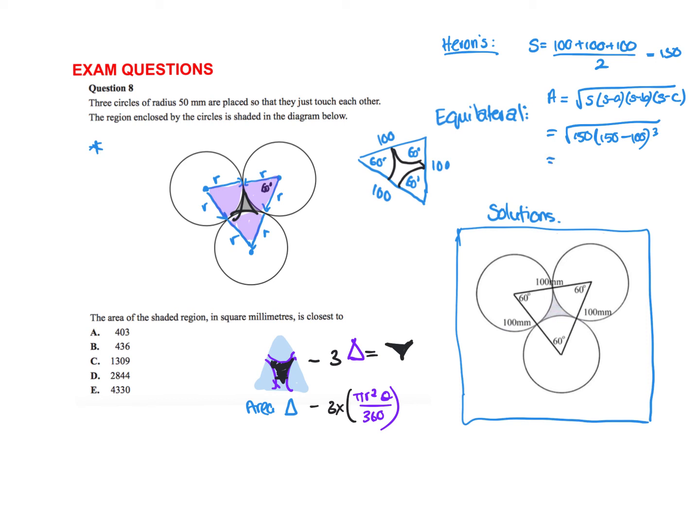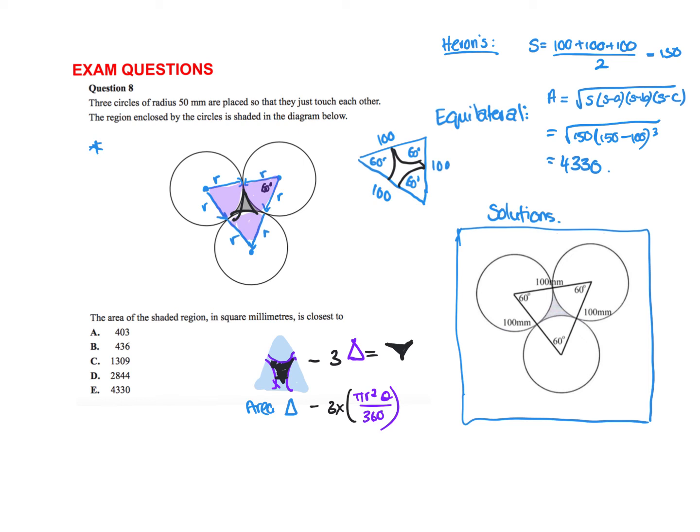So if we go and do that on our calculator, which I think I did up here, we found S, then we put it into Heron's formula, and I get that the area of that big blue triangle is 4330.